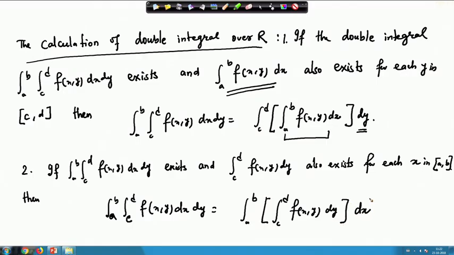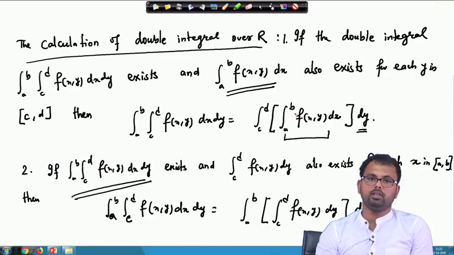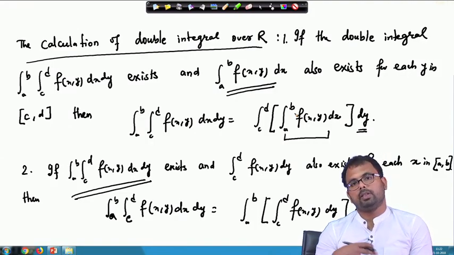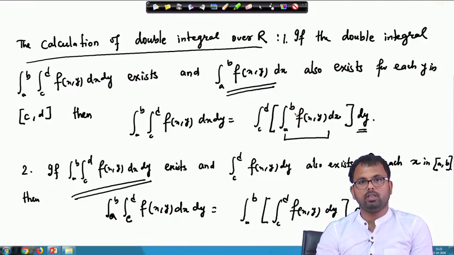So, that means if this double integral exists here, and if the integration with respect to y also exists, where x is treated as a constant, then we will be able to evaluate this double integral in this fashion. First we integrate with respect to y, treating x as constant, and then we integrate the rest of the result with respect to x, because then we will have only a function of x. So, either we integrate with respect to y or with respect to x first, and then we integrate whatever variable is left afterwards.